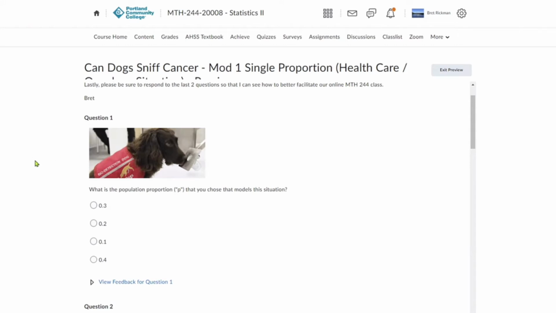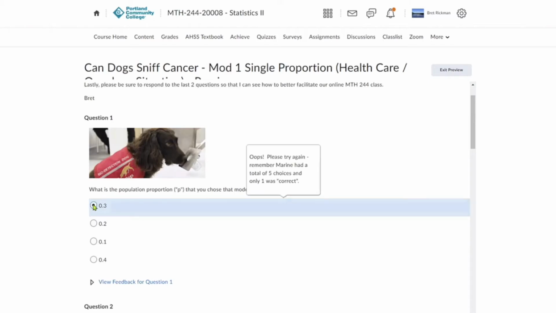So my question is, what is the population proportion, or P, that you choose that models the situation? And I've got my 4 choices here. As students choose an answer, let's say they say it's 0.3. My feedback shows, okay, it says, oops, please try again.